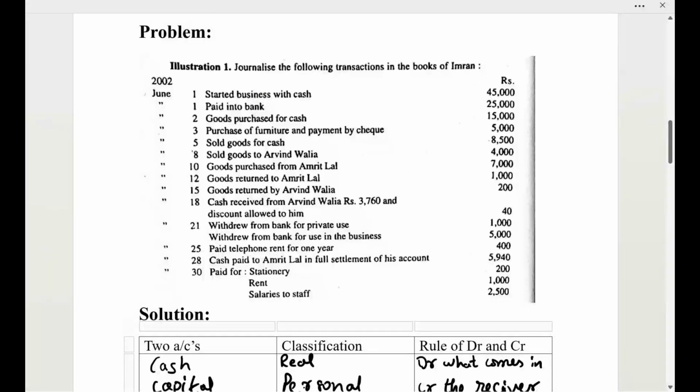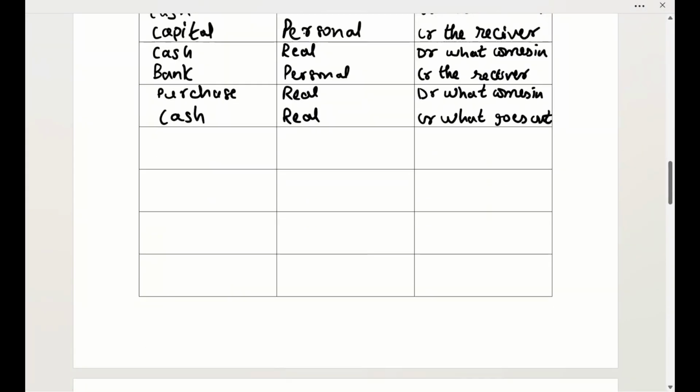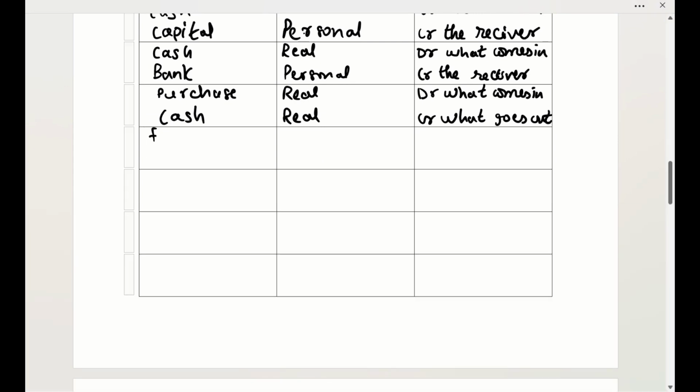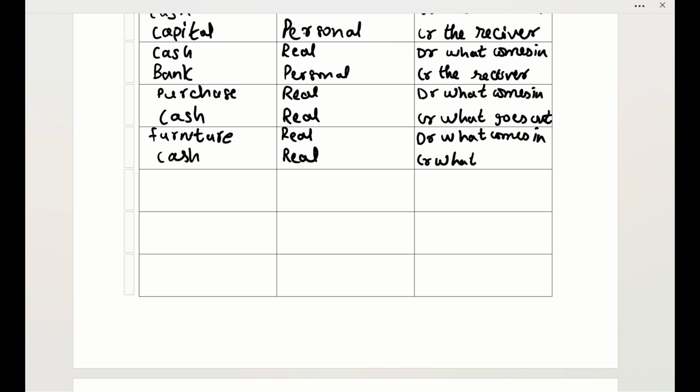Next entry we have purchase of furniture and payment by cheque. So two accounts are furniture and cash. Furniture is a real account and cash is also a real account. Same, we have debit what comes in, credit what goes out.